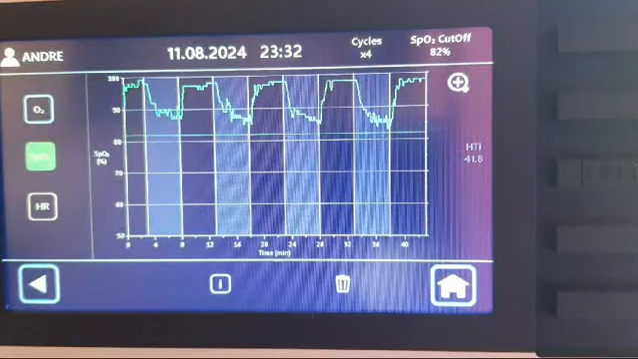Hi, Andre here. Just a quick video to show you another way to retrieve data on previous breeding sessions. So here I'm looking at a breeding session that took place on the 11th of August for user Andre.